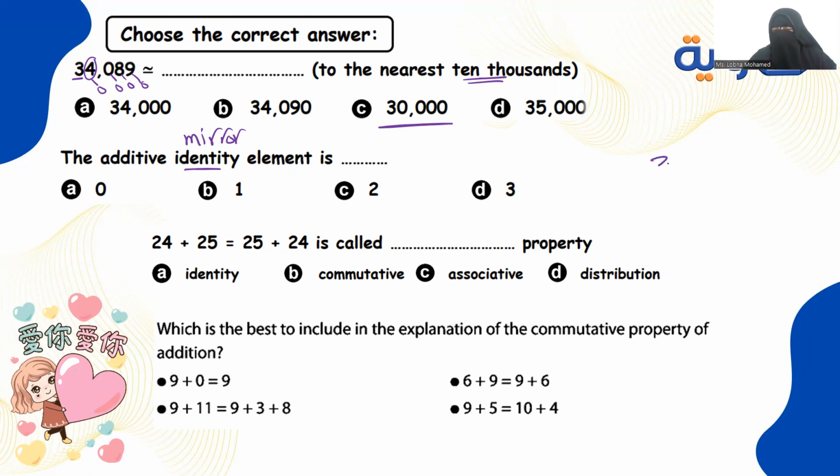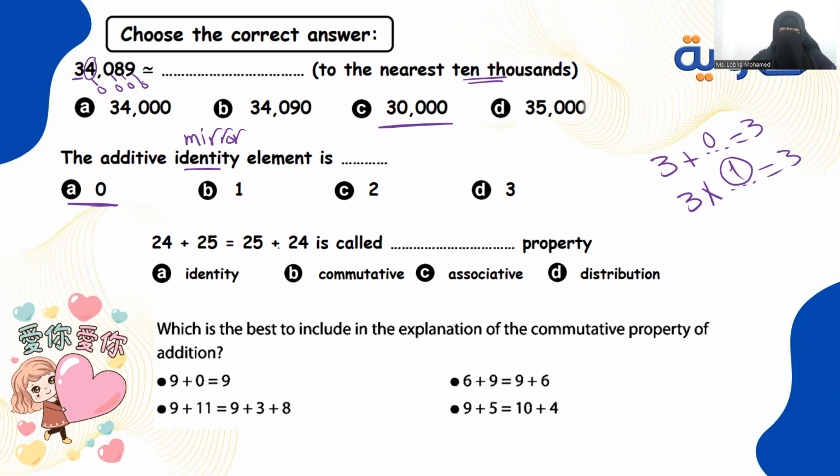For example, 3 plus what equals 3, the same number? It's 0. So this is the mirror of addition. So this is the additive identity element. So again, the additive identity element is 0. But could you tell me what about the multiplicative identity? Oh, what is the mirror in multiplication? 3 times what equals 3? Oh, of course, 1. So 1 here is what? It's the multiplicative identity element.